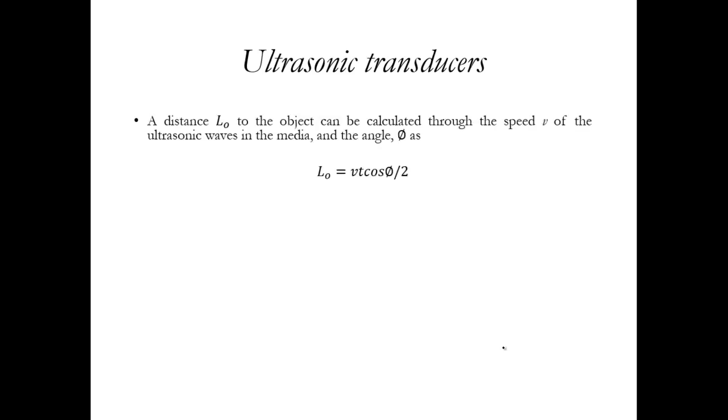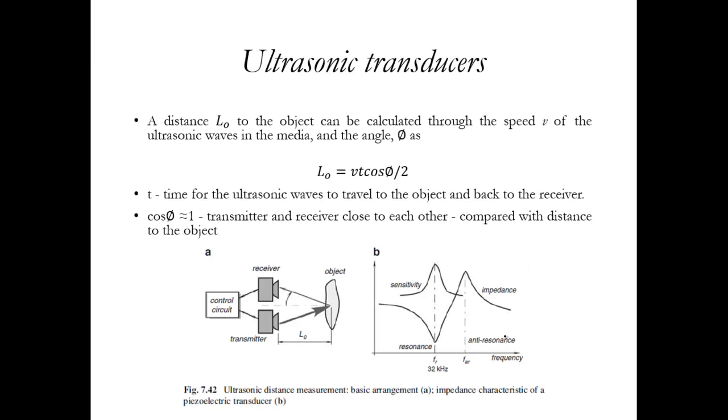Now, if you want to calculate the distance between an object and the sensor, which is one of the prime motives of ultrasonic transducers, and the distance between the sensor, the transmitter and receiver, and the object is, let's say, L naught, this is given by an equation of the form Vt cos phi by 2, where t is the time taken for the ultrasonic waves to travel to the object and back to the receiver.